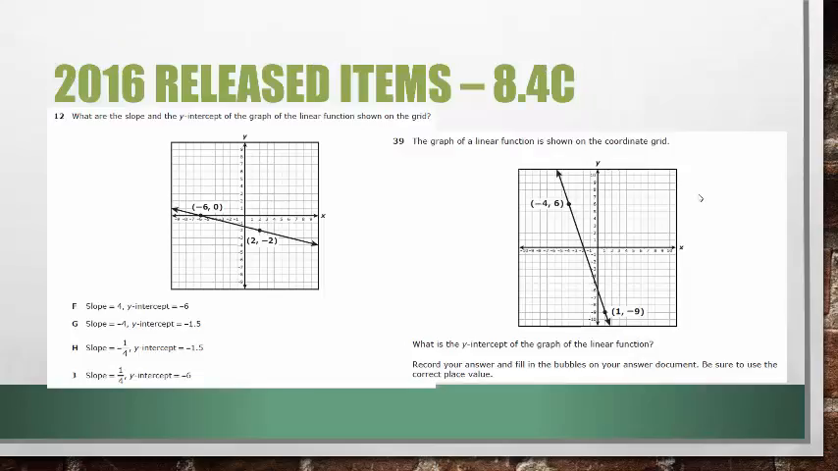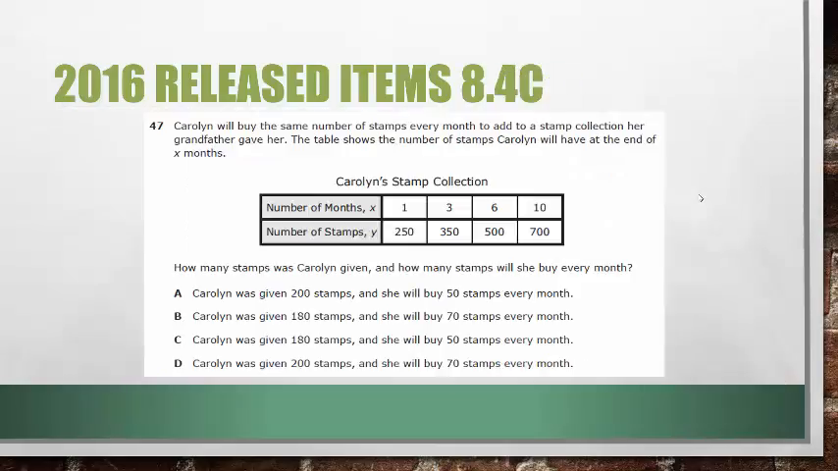Let's take a look at our released items for this unit. In TEKS 8.4c, we have question 12, which is linked to Process Standards 1B, 1C, 1E, 1F, with the correct answer being H. Question 39, which is linked to Process Standards 1B, 1E, 1F, with the answer being -6. And again, we have question 47, which is linked with Process Standards 1A, 1B, 1C, 1E, and 1G, with the correct answer being A.